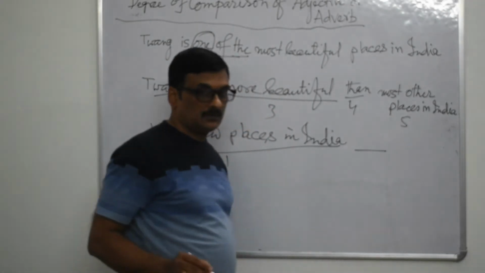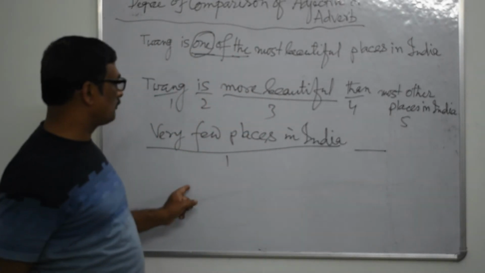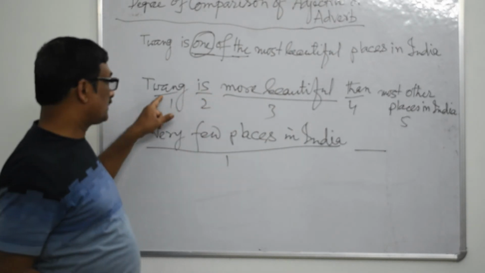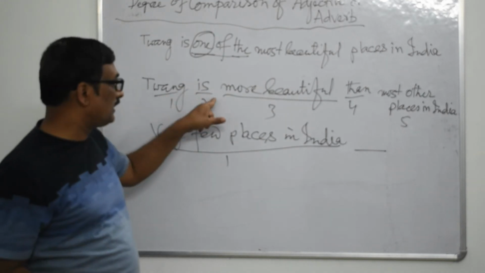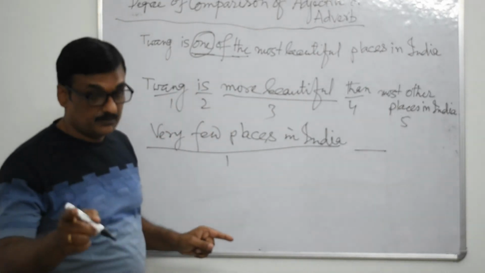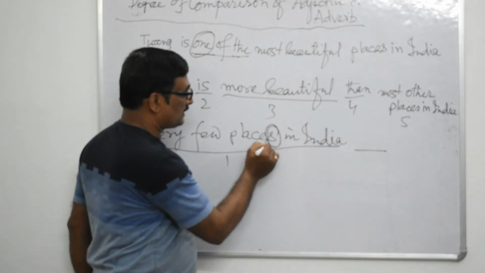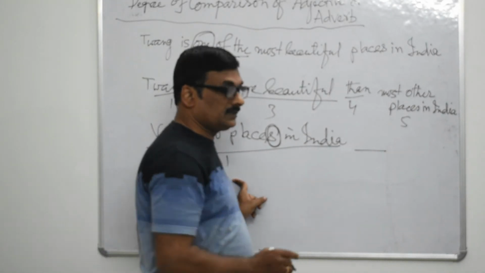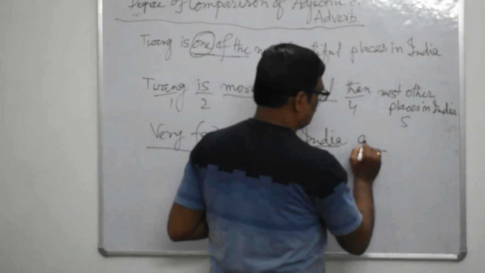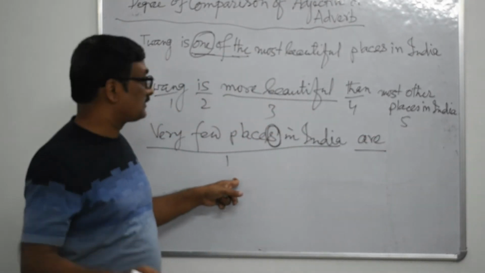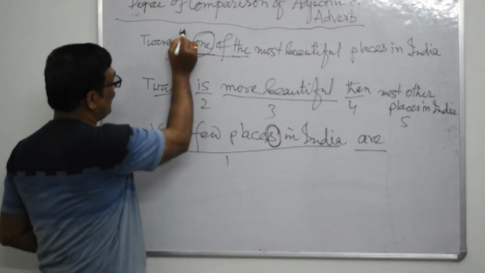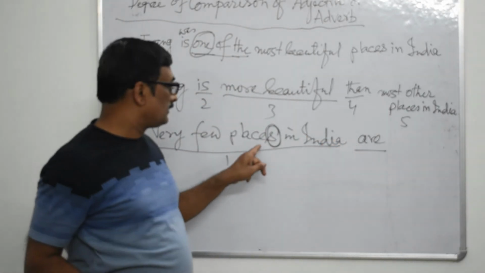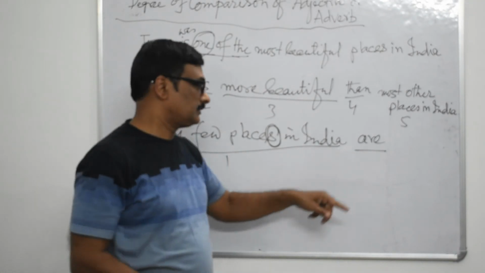Number two, be very careful, because at number two a helping verb is used. Here the helping verb is "is" and the subject is Tawang. Tawang is third person singular, so "is" is used. But here the subject is "very few places", which is plural. As the subject is plural in the positive degree, the verb changes and becomes "are", because these are in present tense. If it is "was", then it becomes "were". The subject is plural, so the verb will be plural. This is number two.